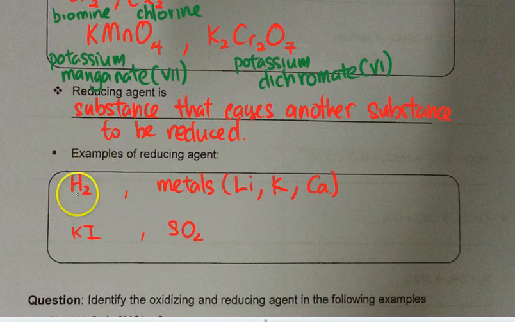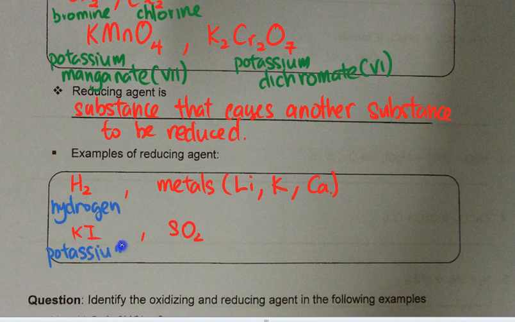What is their name? H2 is actually your hydrogen. Okay, hydrogen. Metals, obviously, you don't need to explain too much about itself. Okay, let me rewrite this a bit ugly. Hydrogen. Okay, KI is actually your potassium iodide. Okay, SO2 is actually your sulfur dioxide.